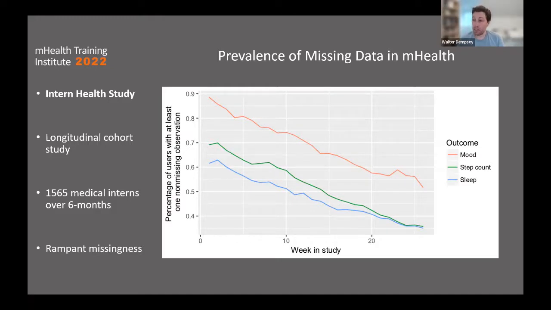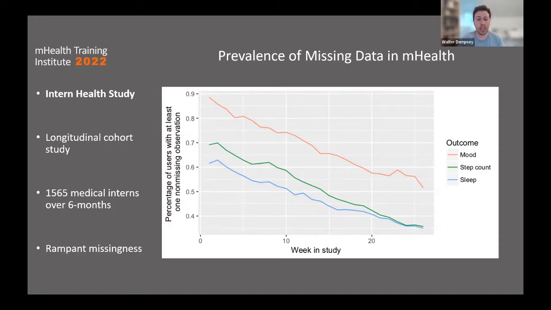So in this particular study, we have multiple types of missingness. We have missingness because you didn't fill out the self-report, but we also have missingness because if you decided just to not wear the wearable device, we just can't measure your step count. Also, if you decide not to wear the wearable device at night, you just can't measure sleep.